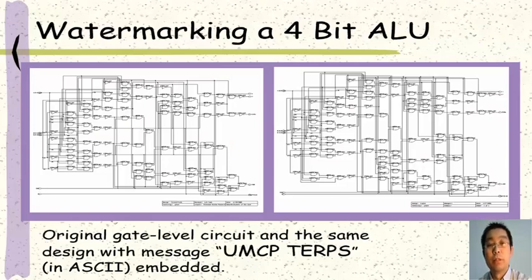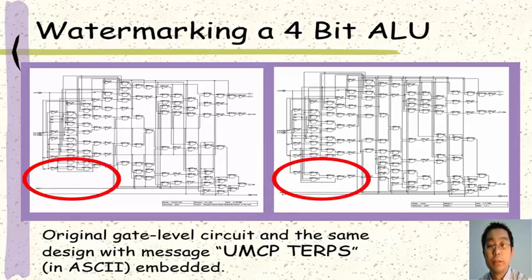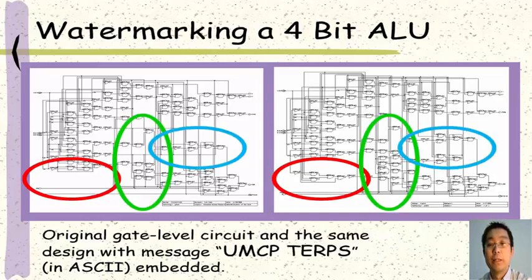For example, this is the gate-level view of two implementations of a 4-bit arithmetic and logic unit. On the left is the original design. The one on the right is obtained after we embed the message UMCP terms in the original Verilog code. We can easily see the different appearance of the two implementations. For example, here, here, and here. But it is hard to tell which one has watermark and which one does not have.